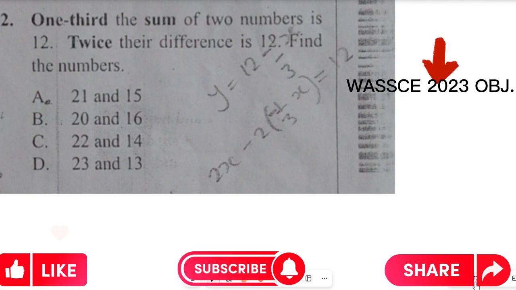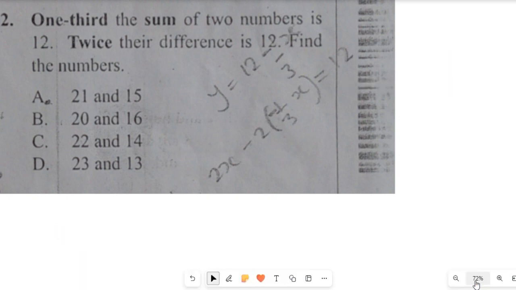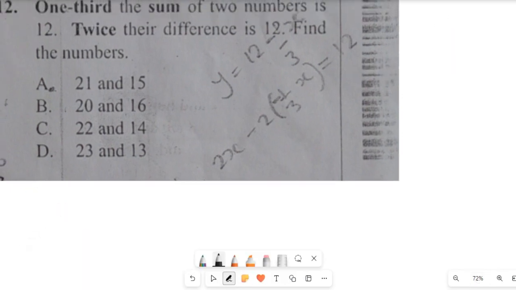The question says 1/3 the sum of two numbers is 12. Twice their difference is 12. Find the numbers. Now, when solving word problems, I do advise my students to take it one sentence after another. For us to start off, let the two values be m and n.